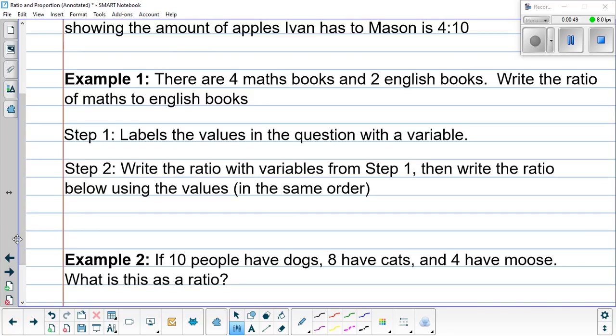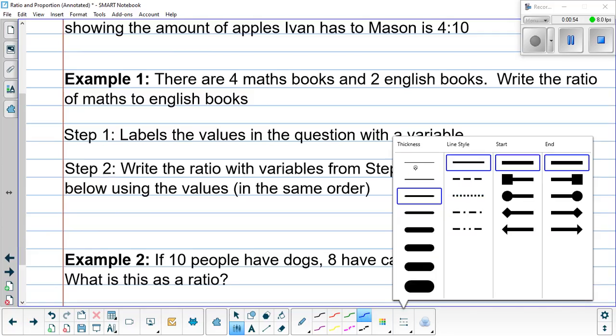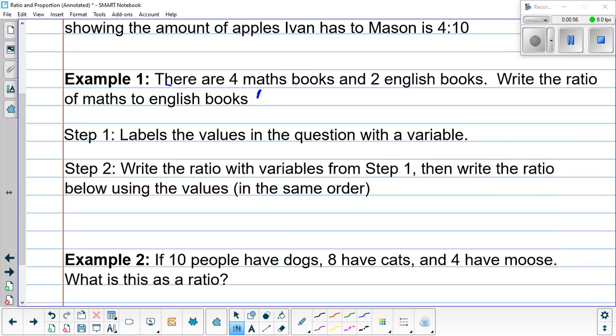Well, first, label the values in the question with a variable. We kind of saw this in our last video, but I just said put it above, below, beside, just with a variable. So M for maths and E for English. It kind of just makes sense. So the first thing we're going to do is write them in terms of a ratio. So M to E, right? Then, how many maths books do we have? Below it, 4 and 2.